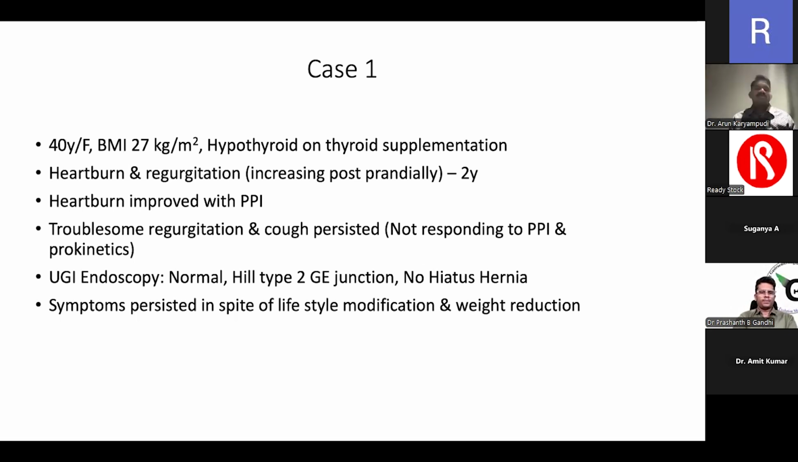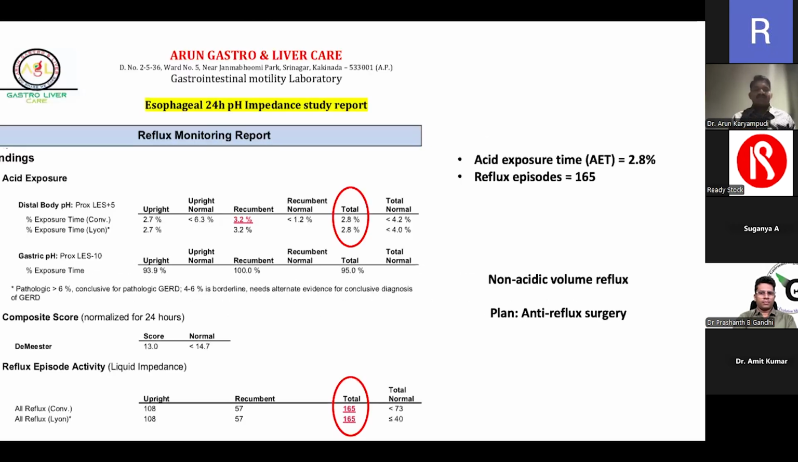Endoscopy showed Hill's type 2 GE junction, no hiatus hernia. Symptoms persisted in spite of lifestyle modification and weight reduction. A pH study was done. The first thing that you need to see is the acid exposure time. So the acid exposure time is 2.8%.